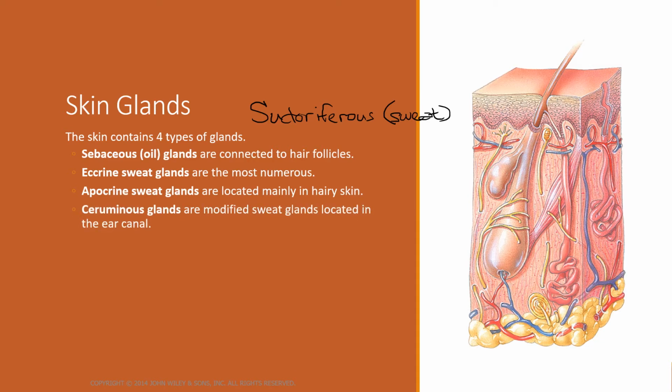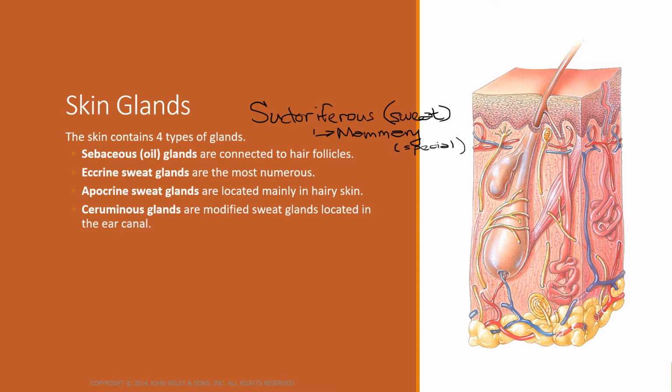Mammary glands, these are a specialized type of sudoriferous glands that secrete milk. So a special type are going to be mammary glands. They are a special type of sudoriferous glands.